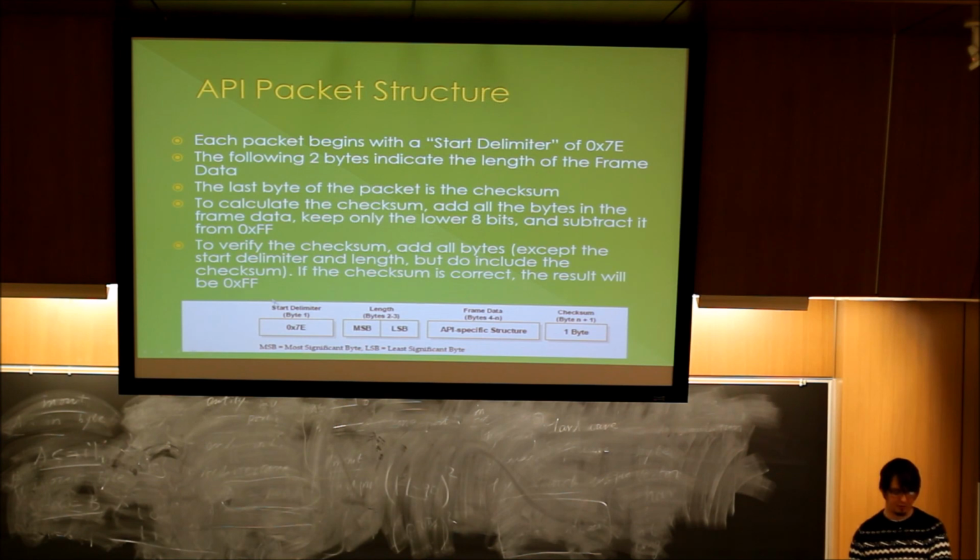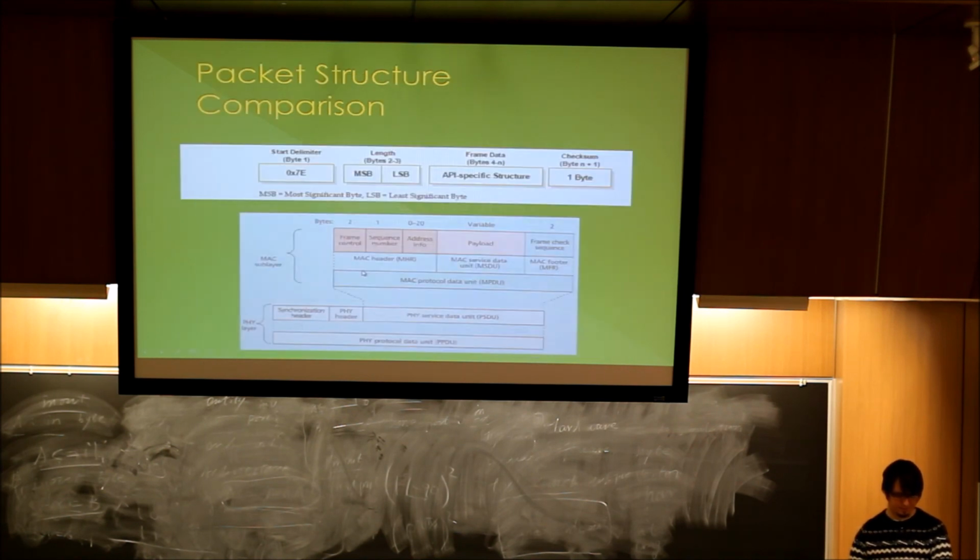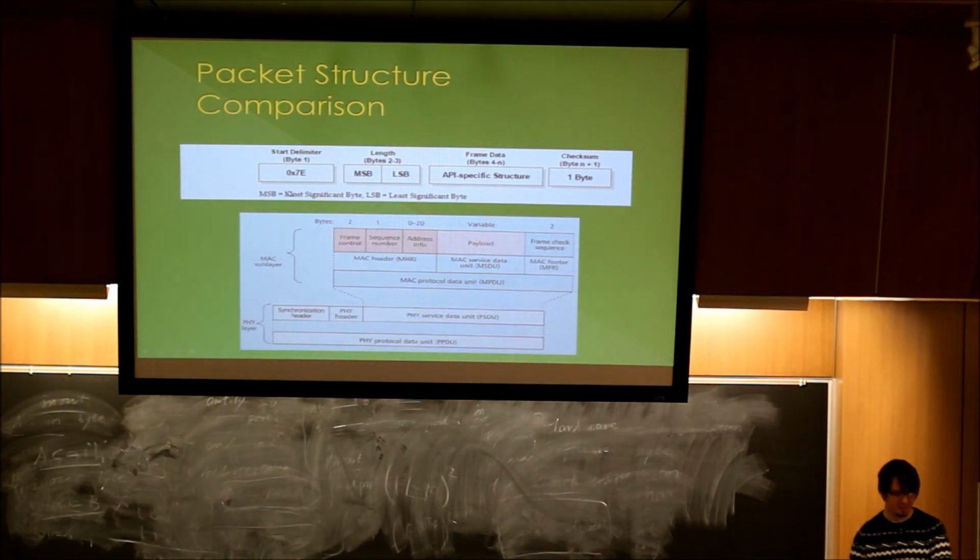So you see it starts with a start delimiter. You have 2 bytes for the length of the packet, the API specific structure, and then at the very end a checksum. So you're pretty much just filling out the MAC protocol packet structure when you're making one of these, and then the module itself will handle the physical layer, like the synchronization header and the other properties for the physical layer packet.